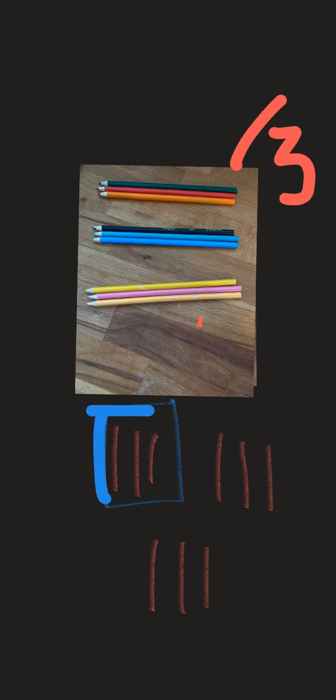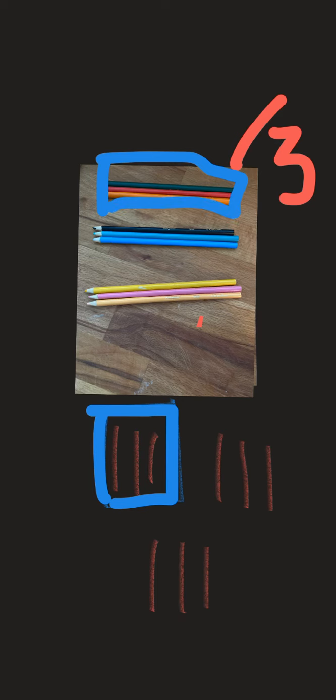So I've got 1 of the 3 groups, which means I've split the whole into 3 equal groups. So my denominator is going to be 3. And I've got 1 of those groups. That's my 1 group. These are the colouring pencils I get to keep. So I've got 1 of them. So I've got 1 out of the 3 groups. So I've got 1/3.